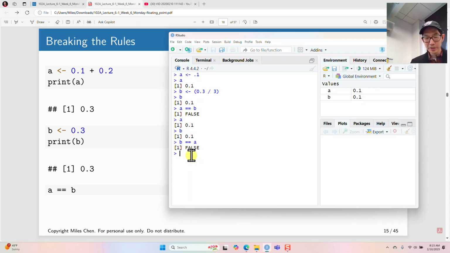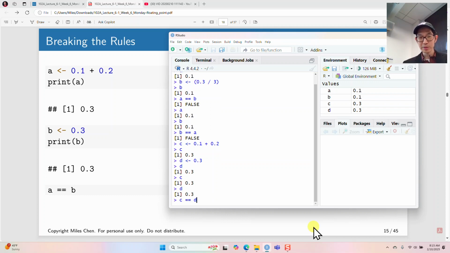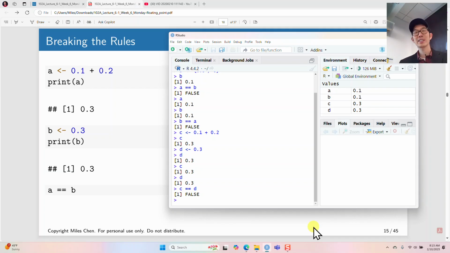Here's another quantity. I'll call this C. C will be 0.1 plus 0.2. Okay. And then so what is C? C is 0.3. And then I'll call D just 0.3. All right. So here's D. So here's C and here's D. Is C equal to D? All right, and we get false, okay?